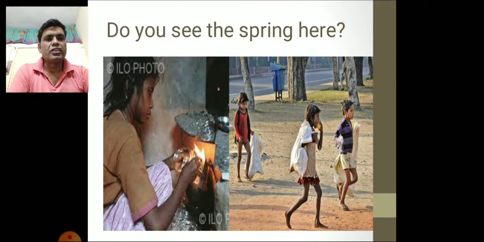Now, dear children, see this picture. Do you see the spring here? Look at this girl. Look at her condition. She is welding pieces of glass. And look at the other picture. These children are going in search of garbage with plastic bags over their shoulders. They don't have even slippers.